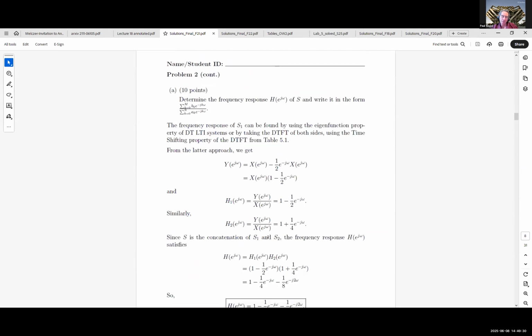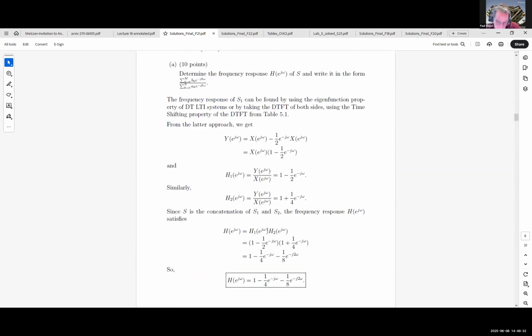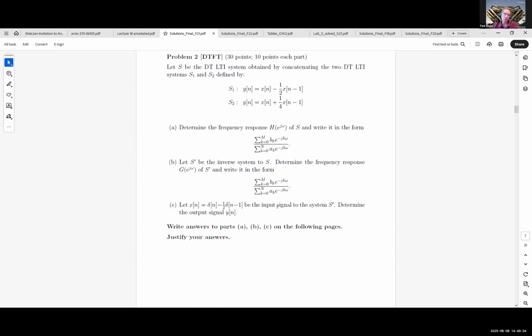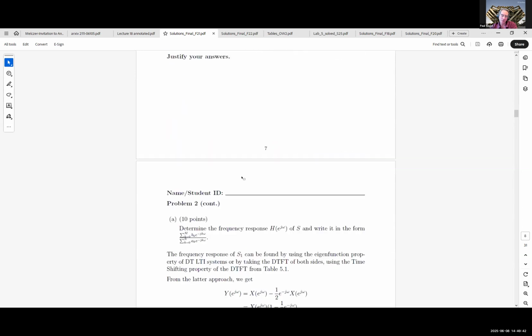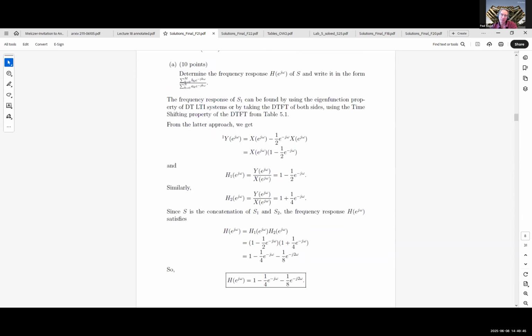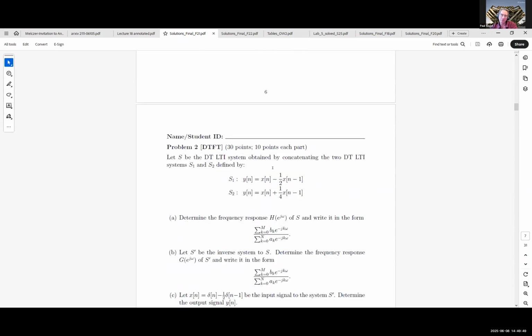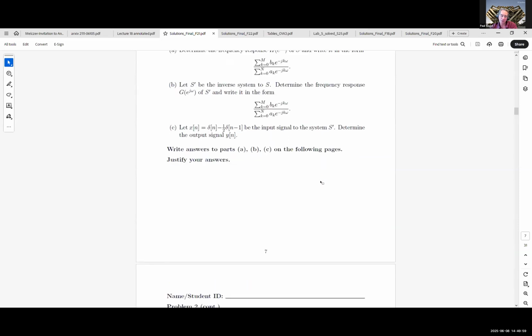So in this case, you just apply the discrete time Fourier transform to both sides of this equation. You have two equations, and you apply it to both sides of the equations. That's going to give you y of e to the j omega, and then x of n transforms to x of e to the j omega. You have to use the time shifting property of the discrete time Fourier transform, which means you're going to throw in a phase factor.